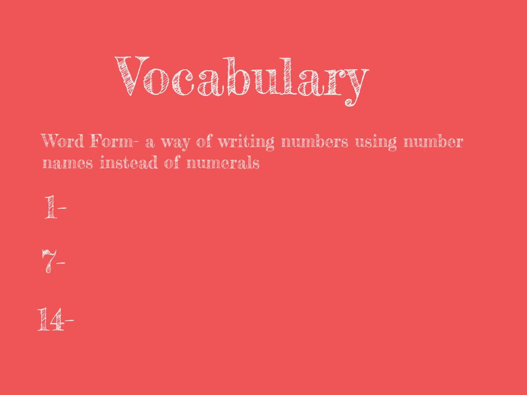Our next vocabulary word is word form, which is a way of writing numbers using number names instead of numerals. For example, when we write out the number 1, we spell it O-N-E. When we write out the number 7, we spell it S-E-V-E-N. And when we write out 14, we spell it F-O-U-R-T-E-E-N.